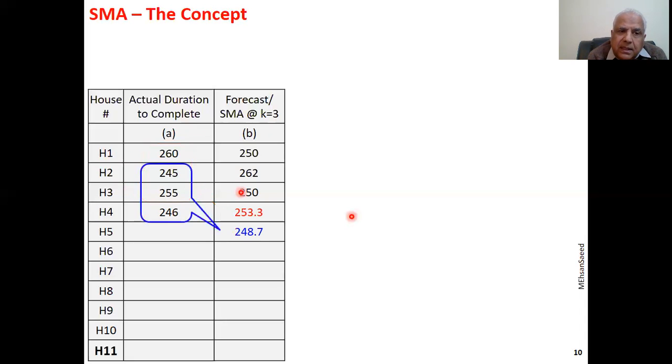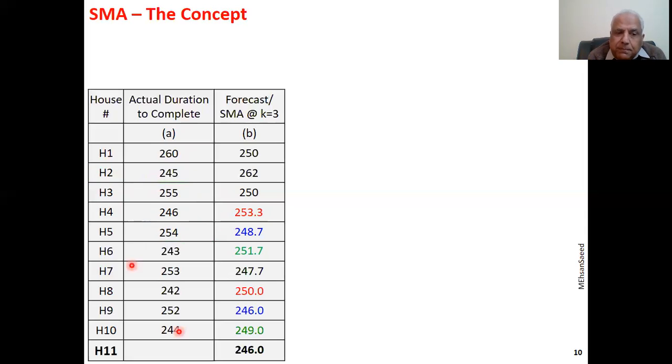Here it goes. We have picked up the next one, discarded the earliest, and the average is 248.7 for house number 5. Again, if the actual for house number 5 is 254, now we have got the latest data. We can pick up the latest data and discard the earliest data. So that is where the movement lies. And we can continue doing this. Let's say we have completed house number 10. For house number 11, we'll take this data set to find the forecast for house number 11.